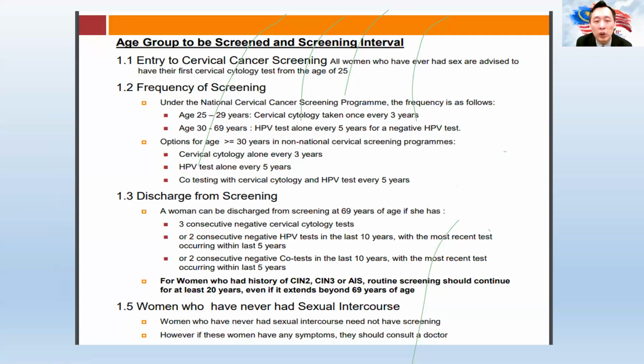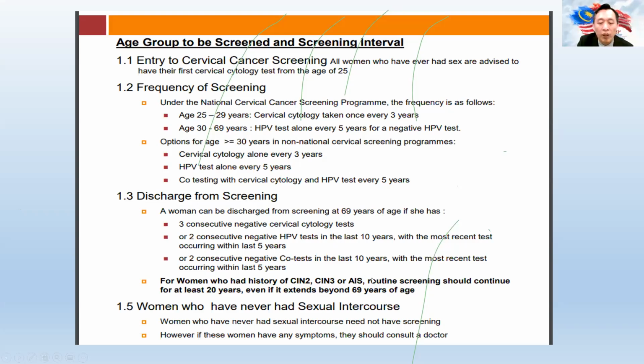So age group to be screened, normally 25 years old and above. 25 to 29 years old, you do a cervical cytology once every 3 years. Why don't we do HPV? Because young patients are able to eradicate the HPV virus themselves. 30 to 69 years old, you can do HPV alone, or you can do a co-test, all right, every 3 to 5 years.